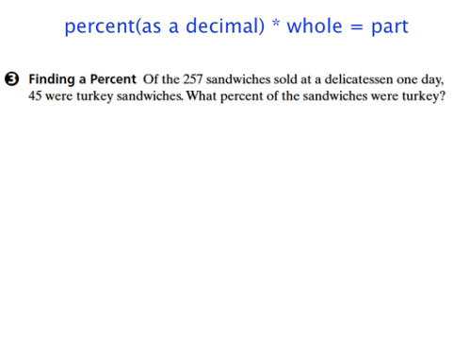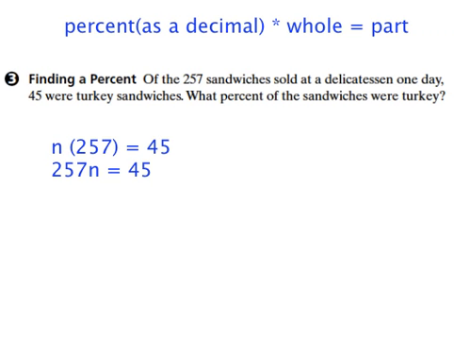We know the whole because we have the "of the 257 sandwiches." What we don't know is the percent, right there in our question: what percent of the sandwiches were turkey? So our percent is going to be the variable, our whole is going to be the 257, and then the 45 turkey sandwiches is our part. We have 257n, because we always write the number in front of the variable, equals 45.